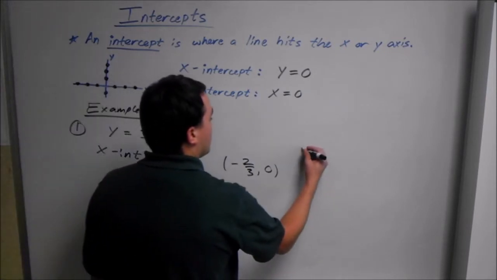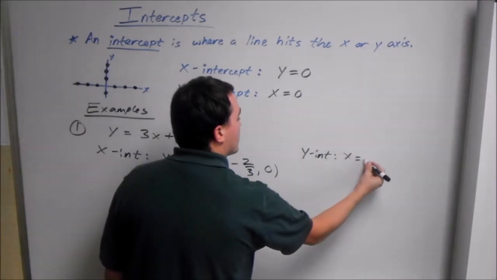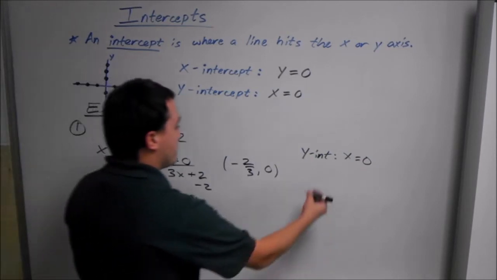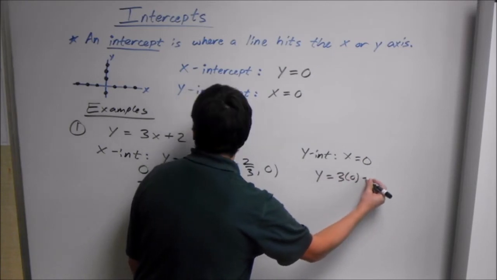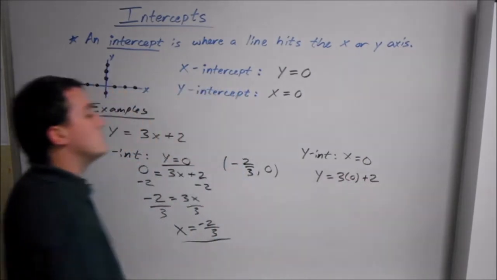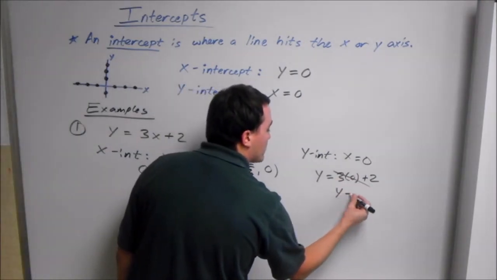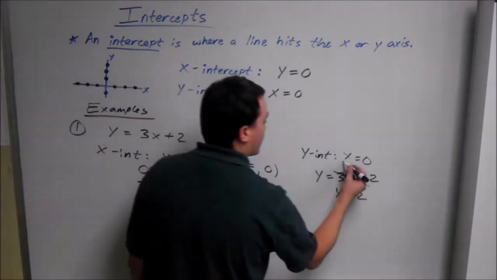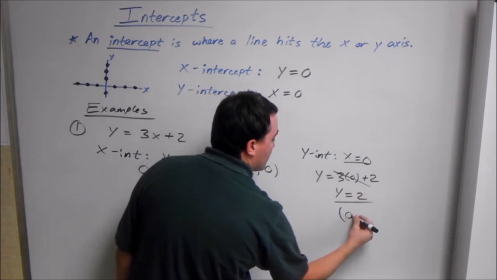To find the y-intercept, we plug in x equals 0 into our equation. So, plug in x equals 0, we get y equals 3 times 0 plus 2. Well, 3 times 0 is 0, so that term is going to go away. Y equals 2. A little bit easier than the last one. So x is 0 and y is 2. That gives us another coordinate point. So our y-intercept is 0, comma 2.